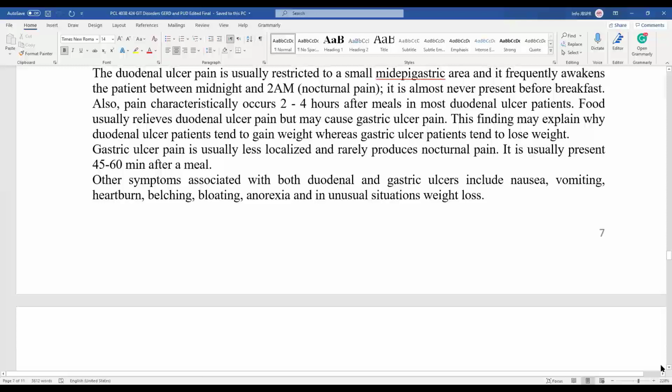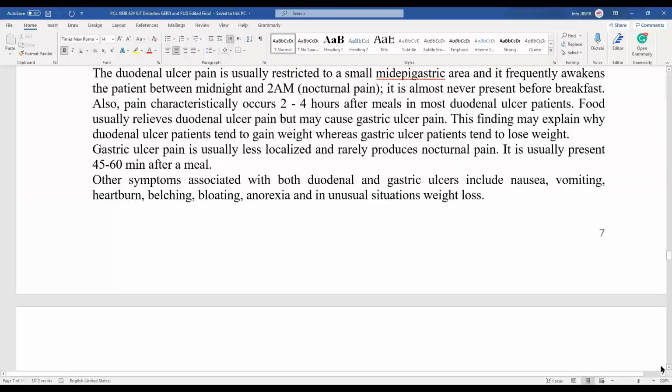And it is said that because of the relieving effect of food, people with duodenal ulcer usually gain weight because they tend to eat food to relieve their pain. And in that case, they gain weight. But for gastric ulcer pain, you feel it within 45 to 60 minutes after meal. So that can be a differentiating factor to determine, okay, this is likely gastric ulcer, this is likely duodenal ulcer.